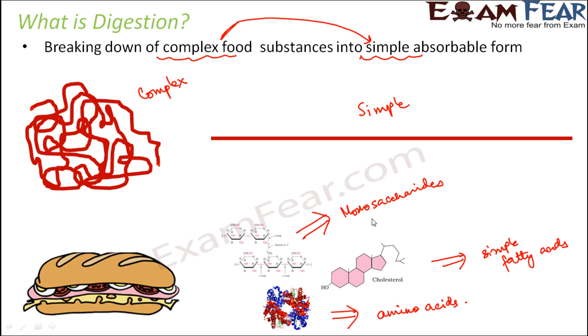So now this conversion of the complex to the simple is known as digestion, and we will see that throughout the entire process of digestion, all these complex molecules which are present inside the food get converted into their simplest form, and then those simplest forms are absorbable by the different cells of the body. So this entire process is what we are going to talk about in this lesson. So I hope that the introduction to this lesson is quite clear to you.